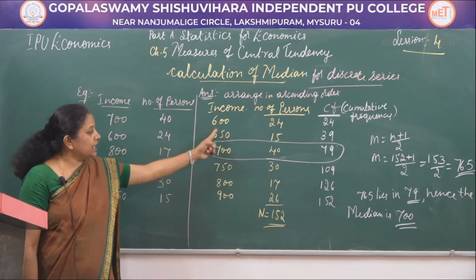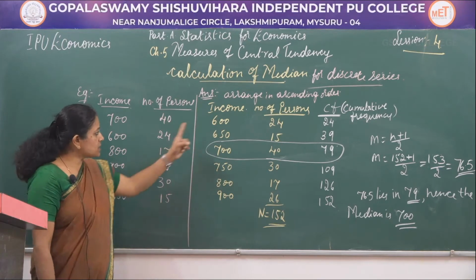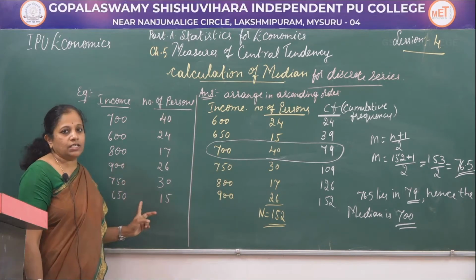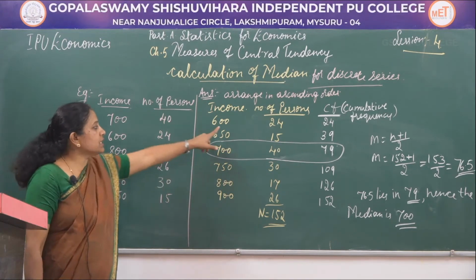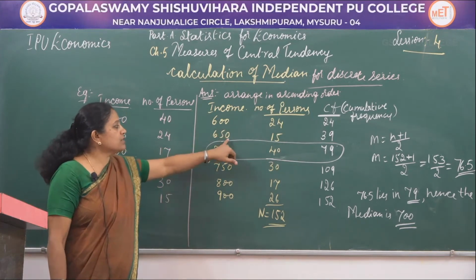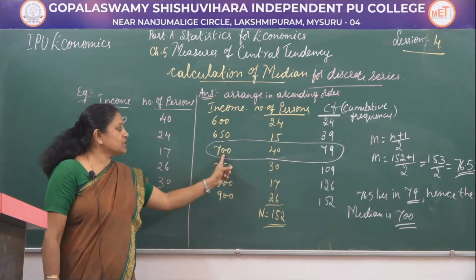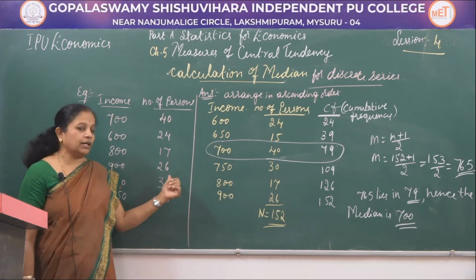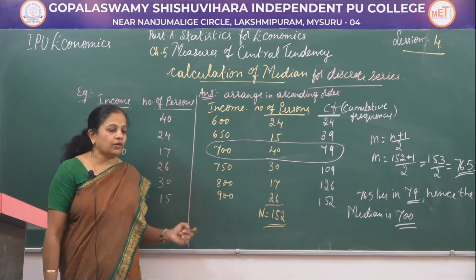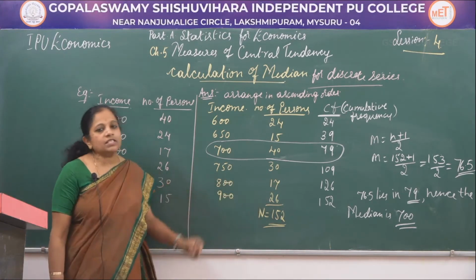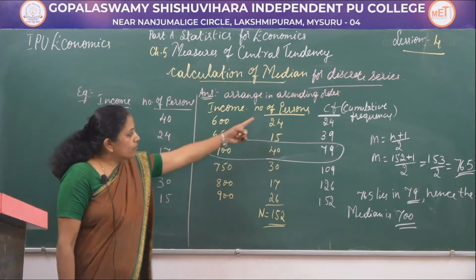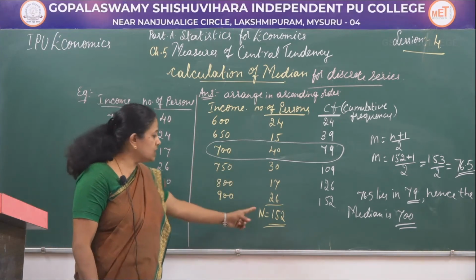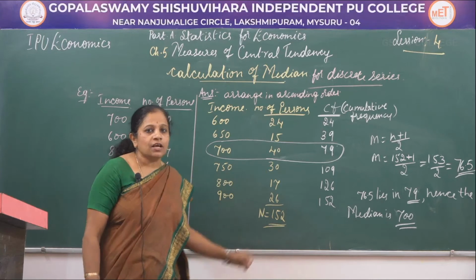So we have rearranged the class. So first here it was 700 in the problem. Now we took the least number because we are arranging it in the ascending order. For 600 the frequency is 24, 650 the frequency is 15, for 700 the frequency is 40, and for 750 the frequency is 30, and for 800 the frequency value is 17, and for 900 the frequency value is 26. So when we add all the frequency values we obtain the number. So that is the n. So n value here is 152.